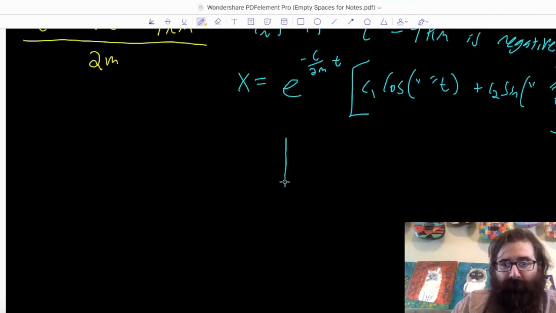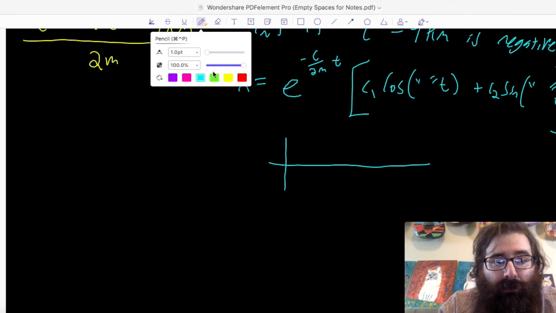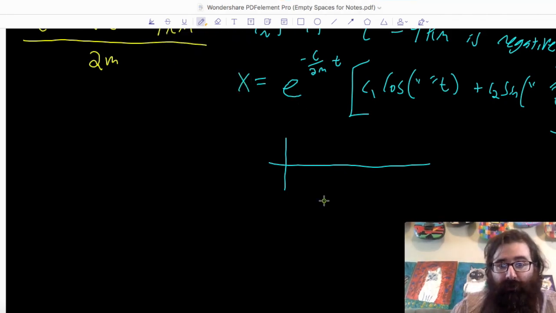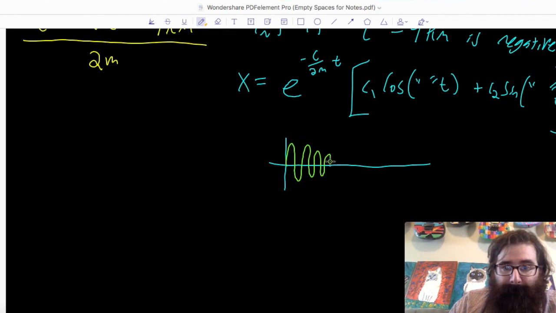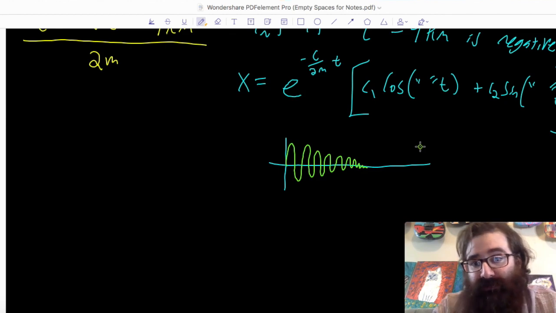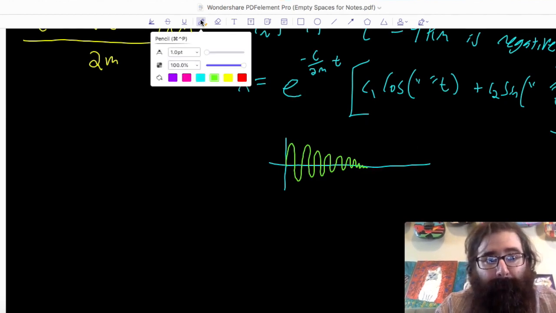And if I wanted some quick visualization of how this looks, these oscillate while this exponential function brings everything to 0. Let me get a different color. Green. Is green good? So oscillating, but decaying as well. So eventually heads to 0 is sort of the idea. So that's one of the possibilities.